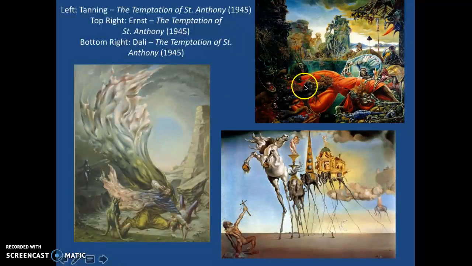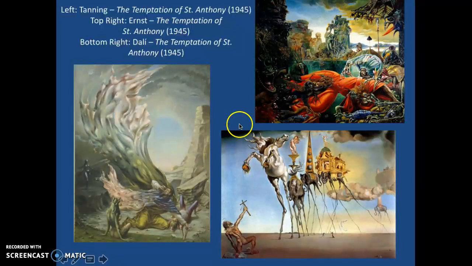In Ernst's image here, we have St. Anthony being sort of overwhelmed by these monstrous creatures. There is, again, kind of a female monster in the background there. But Ernst is really big on these sort of very colorful, almost Bosch-style monsters that sort of overwhelm the canvas.